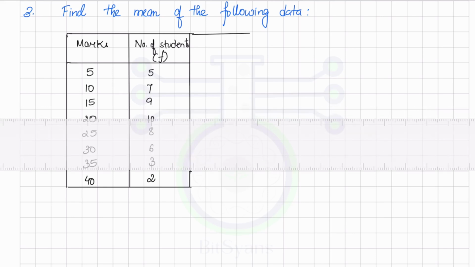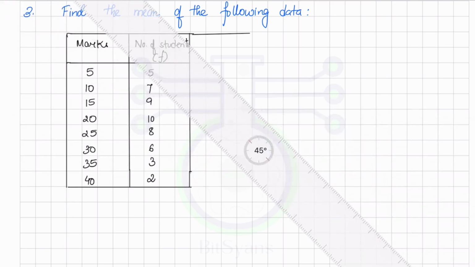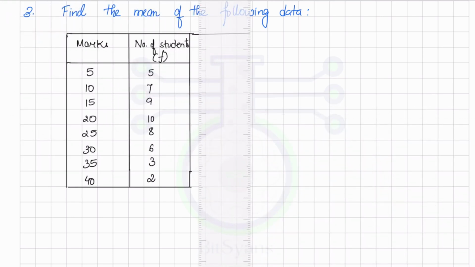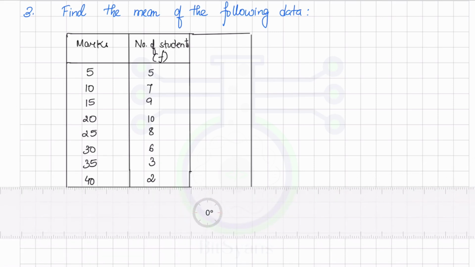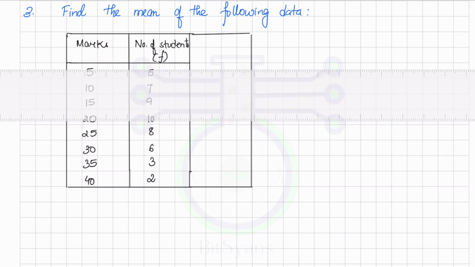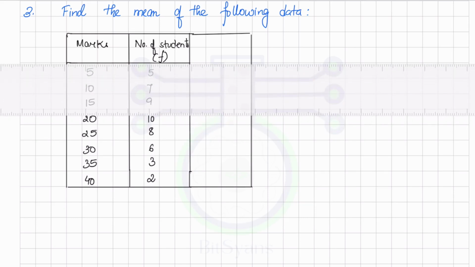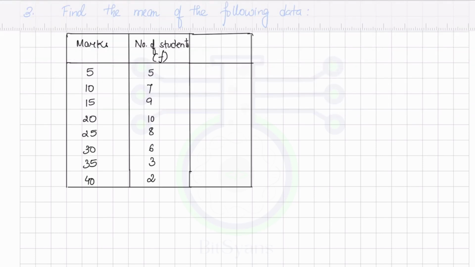So the number of students who secured 5 marks are 5. The number of students who secured 10 marks are 7. Number of students who secured 15 marks are 9. Number of students who secured 20 marks are 10. Number of students who secured 25 marks are 8. Number of students who secured 30 marks are 6. Number of students who secured 35 marks are 3. And the number of students who secured 40 marks are 2.